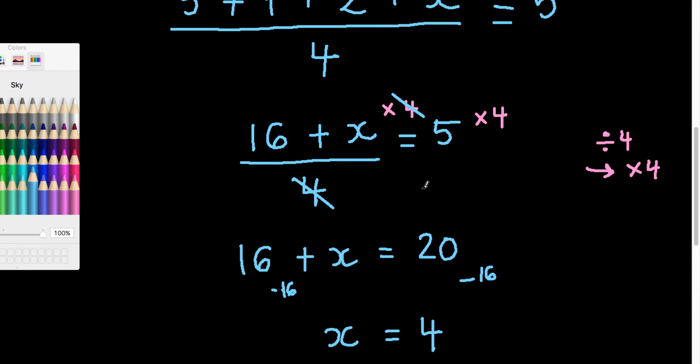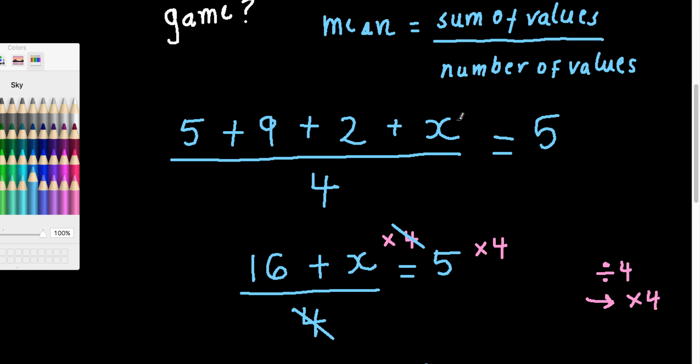Let's have a look if that works. So if x is 4, we'll add it up. We've got 5 and 9 is 14. 14 and 2 is 16. 16 and 4 is 20. 20 divided by 4 is 5. So we know that our answer to this worded problem is correct because it fits with the information that was given.